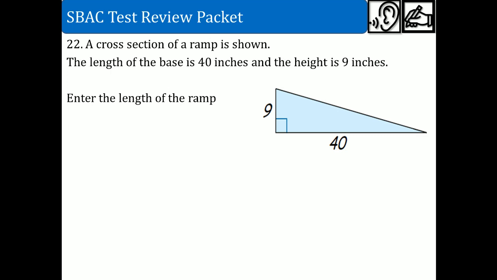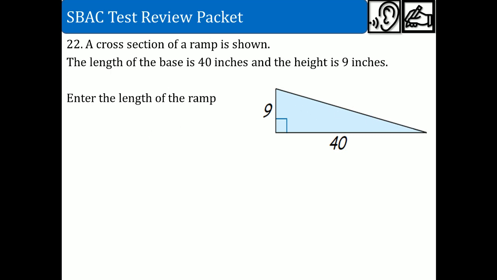Okay, the chapter 7 question is number 22. You are given a cross section of a ramp, which is shown right here. The cross section of that ramp is a right triangle. How do I know? Because of the square box here, that means it's right, and this is a triangle. The length of the base is 40 inches, and the height is 9 inches. Find the length of the ramp. The length of the ramp would be from the top to the bottom right there.